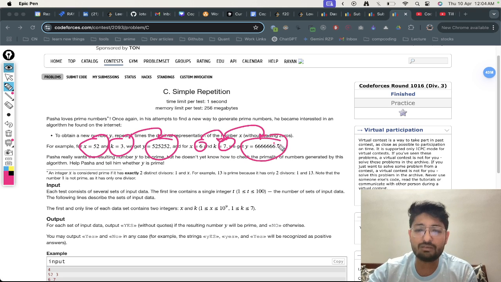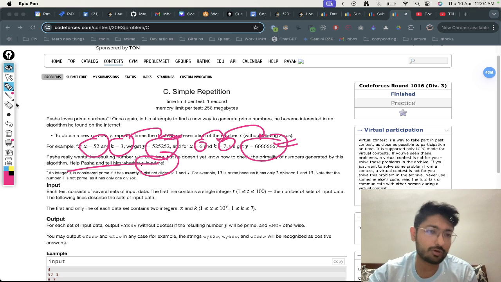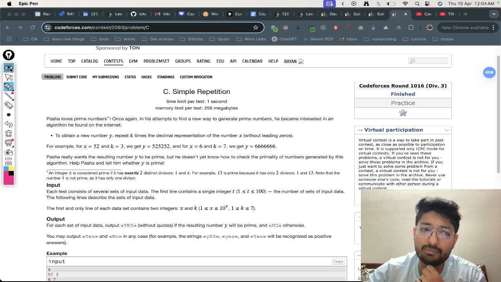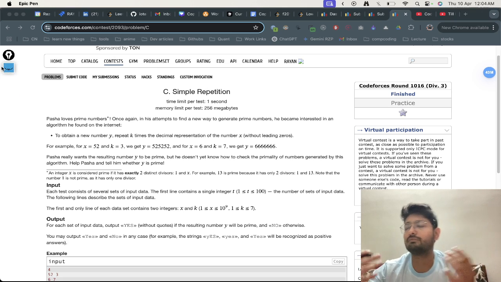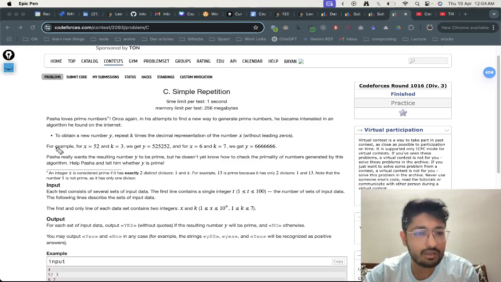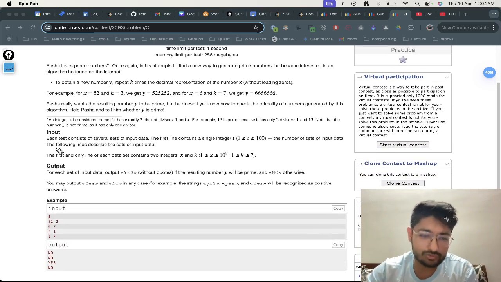So whatever number they are generating, they actually want to check whether it is actually prime or not. So they just want to know, help Pasha to check whether y is actually a prime. Now, to check a number to be prime, there are multiple algorithms to check a prime number. I think there are different videos as well.